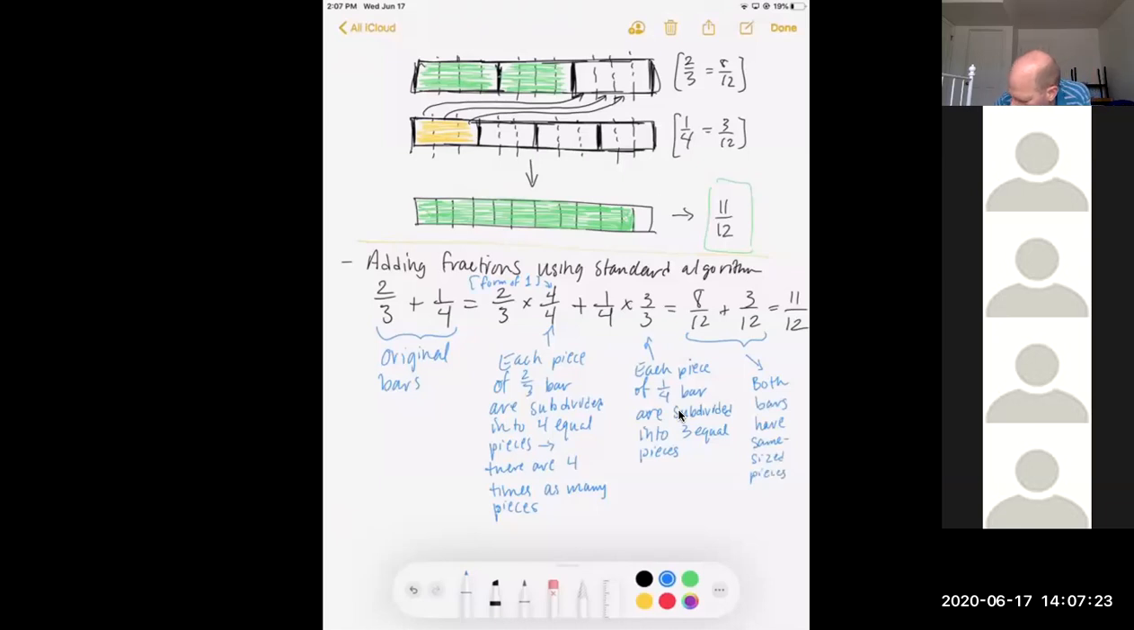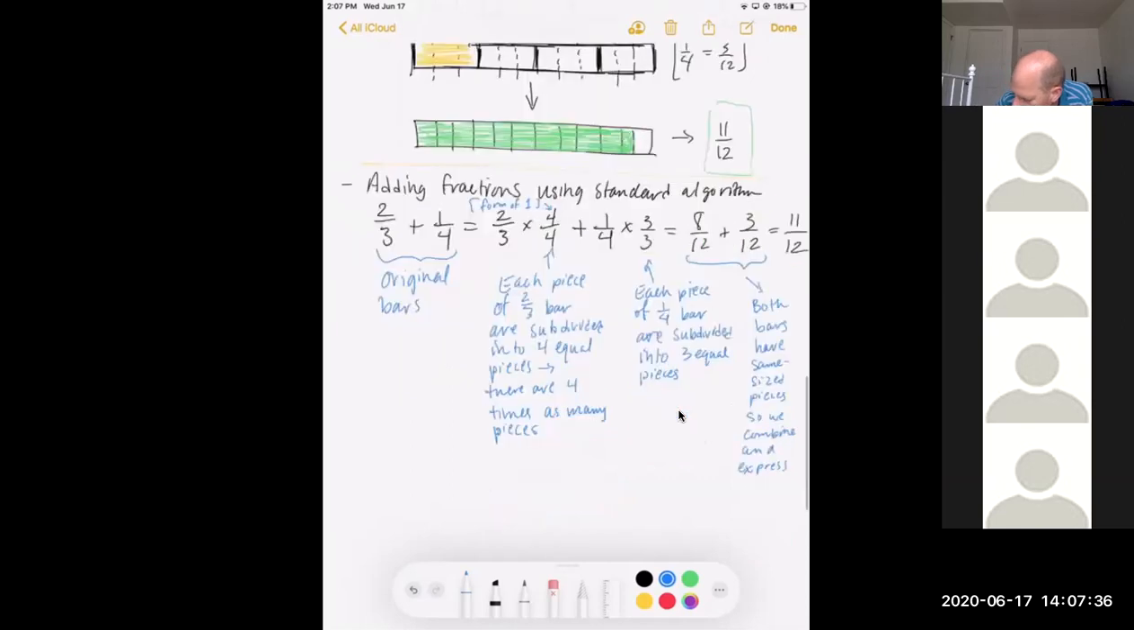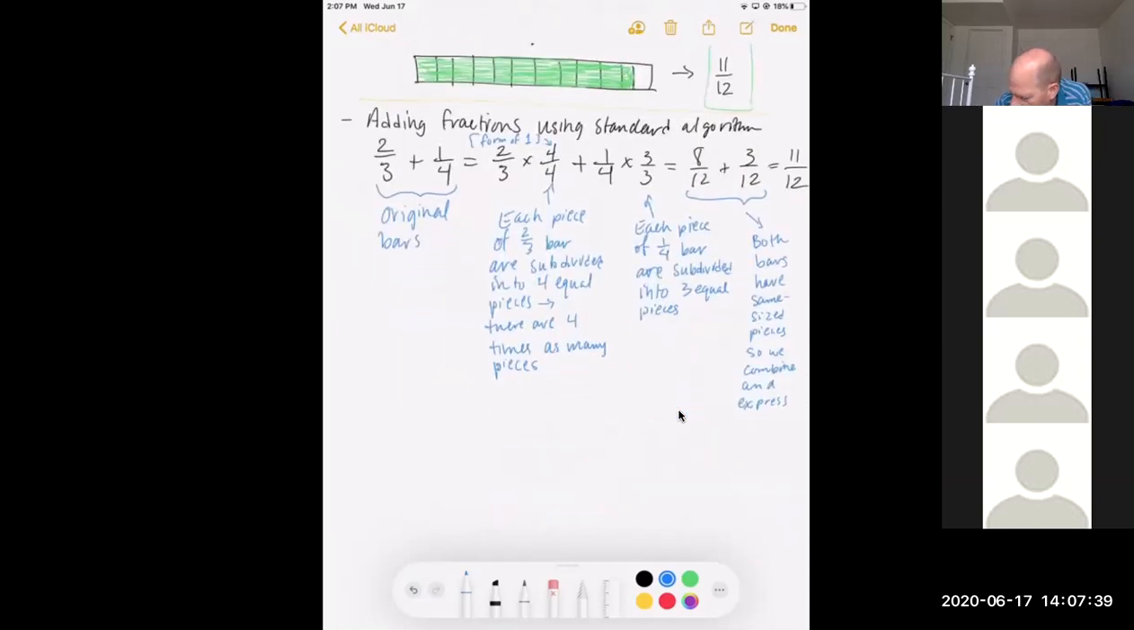So we can combine them and express this as a sum. Or in other words, we can combine them and express the sum as one fraction, instead of a group of unlike fractions. Okay. So that's what's great about common denominators and the structure of fractions, that they help us do this with any fraction that we want.